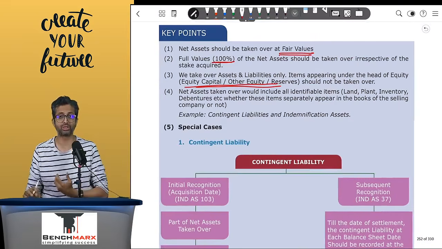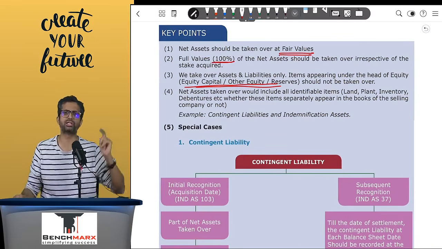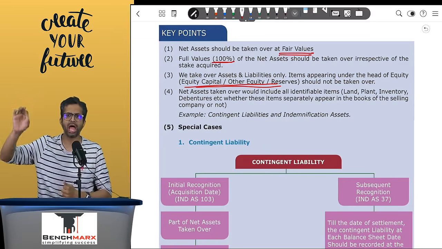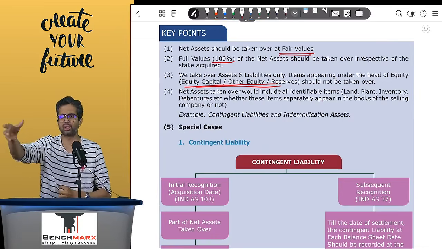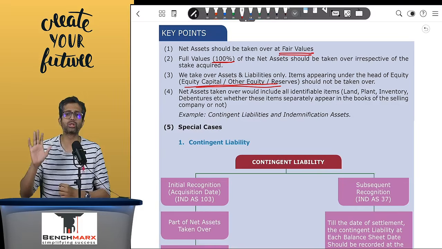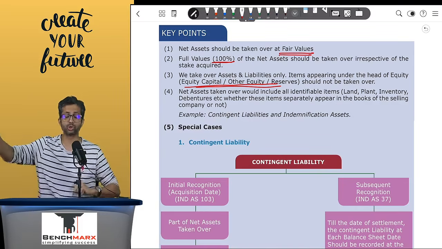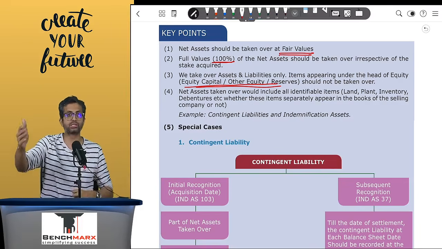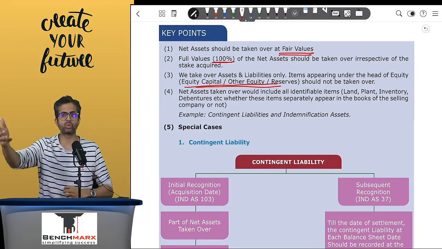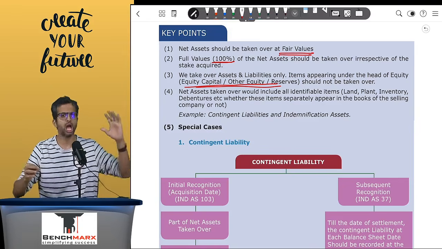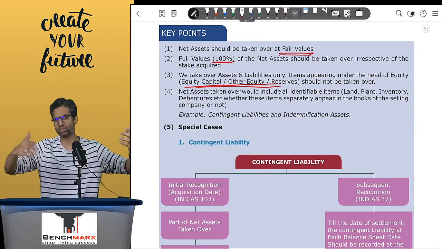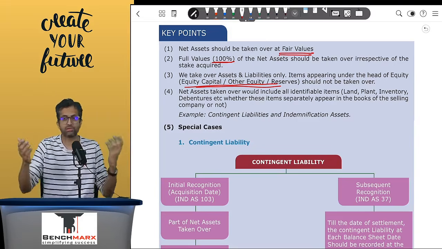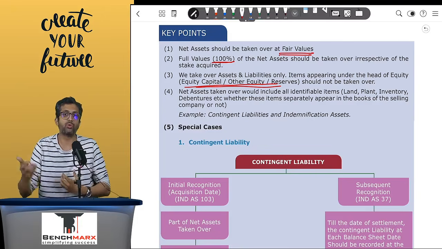Another very important special case is regarding contingent liabilities and indemnification assets. Sometimes in the books of the selling company, you apply Ind AS 37 and say that there is a certain contingent liability, like a pending lawsuit, for which you give a disclosure. So you have fairly given a disclosure in the books of the selling company. However, when a purchasing company acquires this, they will obviously consider the fact that there is a lawsuit pending. Maybe the demand on the lawsuit is 100 rupees. We believe that on fair terms, maybe there's a 60% chance we will win, 40% chance we will lose. But if we lose, we have to pay 100. And hence, let us say the fair value for this would be 40 rupees.